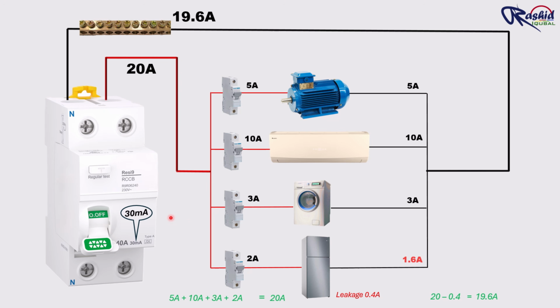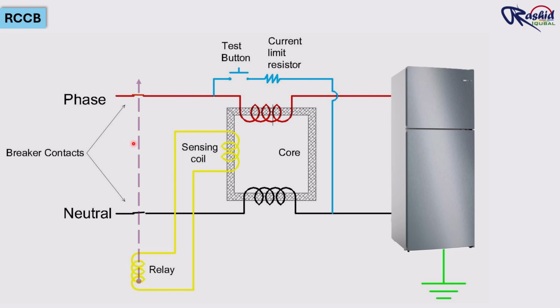Now let's understand what actually happens inside the RCCB. Inside the RCCB, the main component is a toroidal current transformer, also called a core balance transformer. As you can see here, it is a ring-shaped core, and both the phase wire and neutral wire pass through this core. Under normal conditions, the current flowing through the phase wire and neutral wire is the same. The phase current creates a magnetic field in one direction, while the neutral current creates an equal magnetic field in the opposite direction. Because both magnetic fields are equal, they cancel each other and the RCCB does not trip.